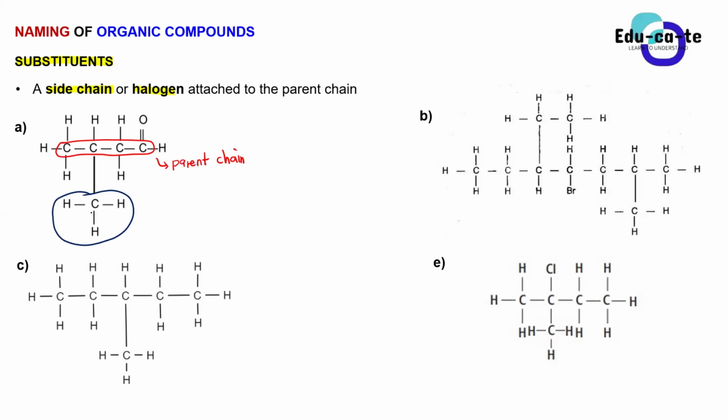Once the carbon is not part of the parent chain, as I explained last time, we say that this is a what? This is a side chain. So this side chain is actually a substituent. The proper term that we use is a substituent. In this case you can see that our side chain is made up of 1 carbon that is bonded to 3 hydrogens.